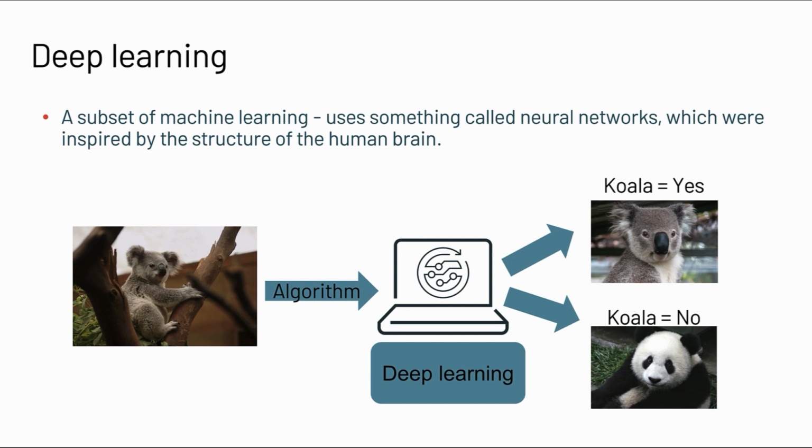Deep learning is a subset of machine learning that uses something called neural networks, which were inspired by the structure of the human brain. They're much more complex than most machine learning models, and they require significantly more time and effort to build. Unlike machine learning, which plateaus after a certain amount of data, deep learning continues to improve as data size increases.